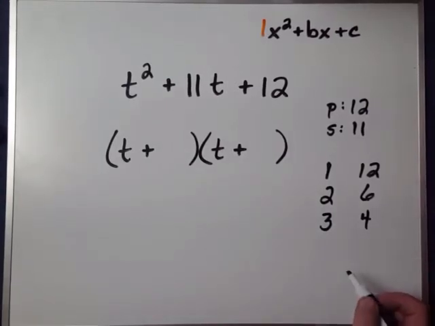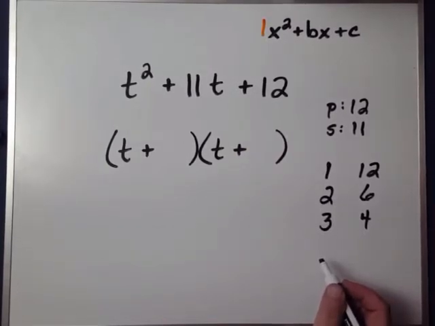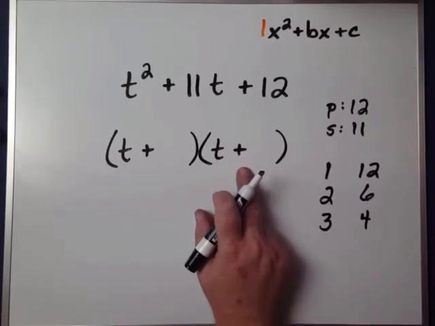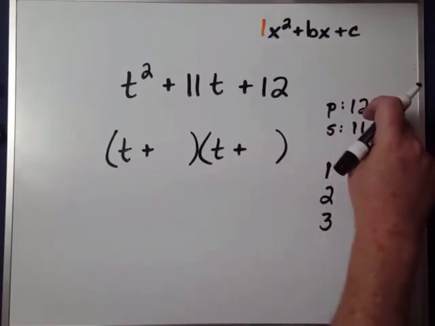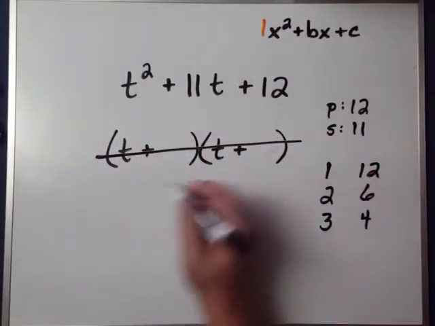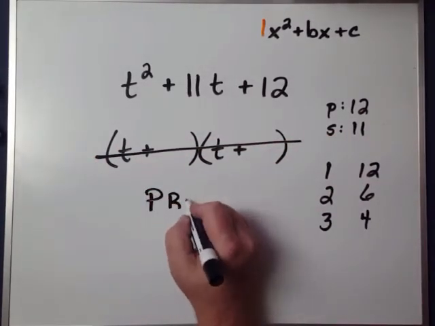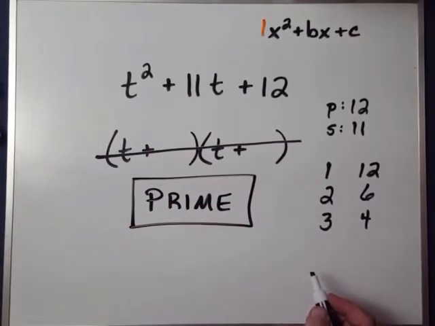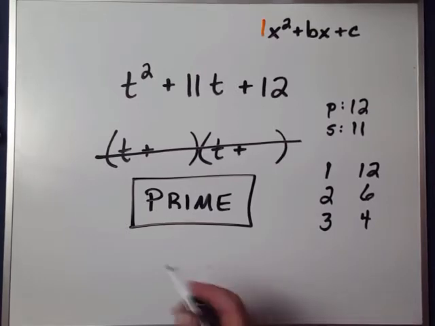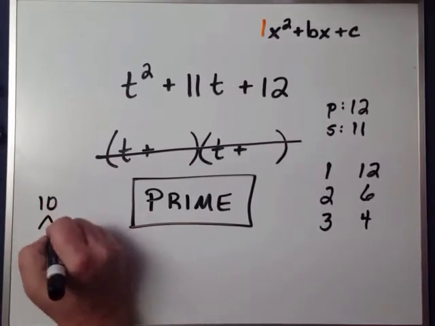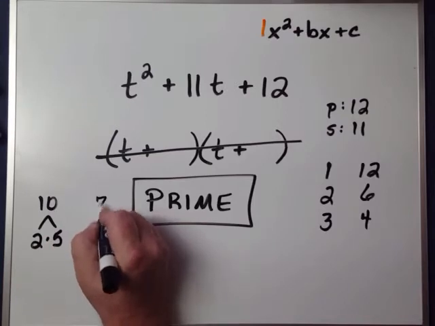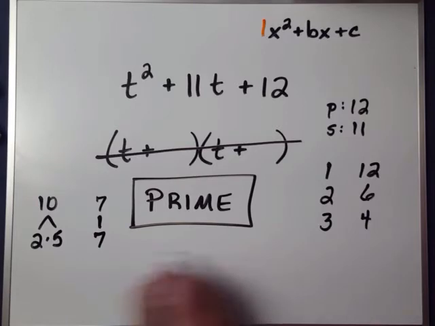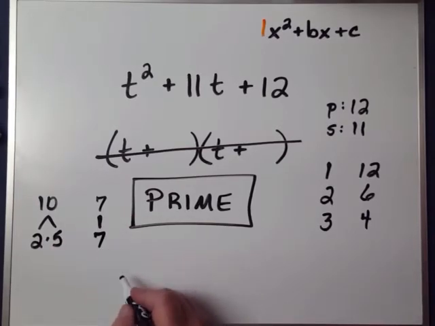These are the only pairs of numbers that will multiply to give me 12, and none of them add up to 11. What does that tell you? That there are no two positive integers whose product is 12 and whose sum is 11, meaning this cannot be factored, meaning this trinomial is prime. Just like a prime number. If I wanted to factor 10, it'd be 2 times 5. If I wanted to factor 7 into prime factors, it'd be 7. Because 7's prime. It can't be broken apart any further.